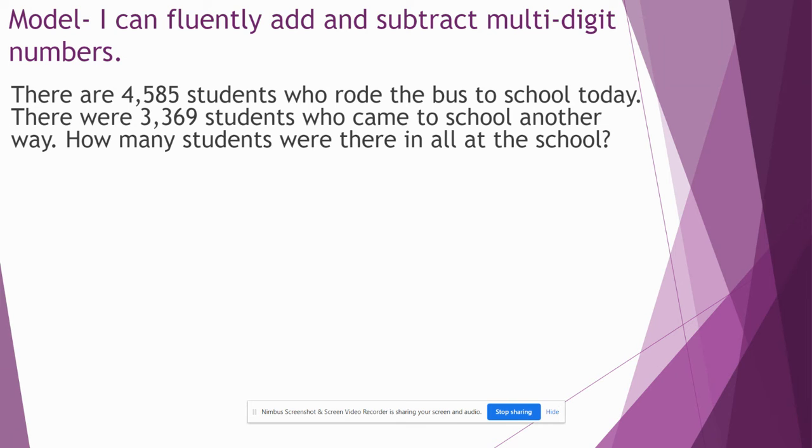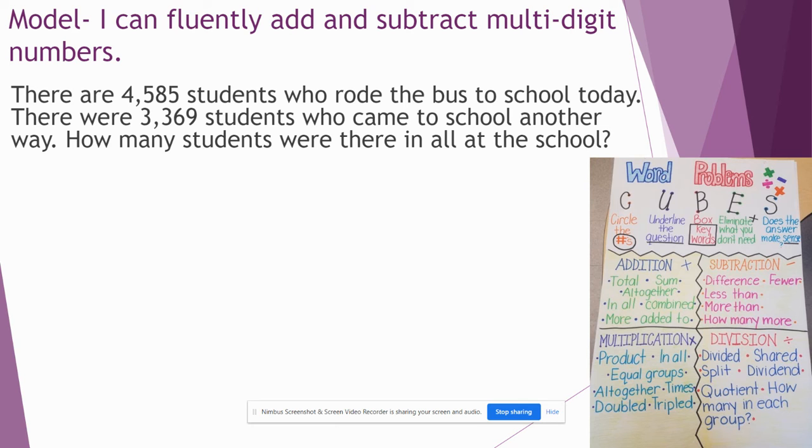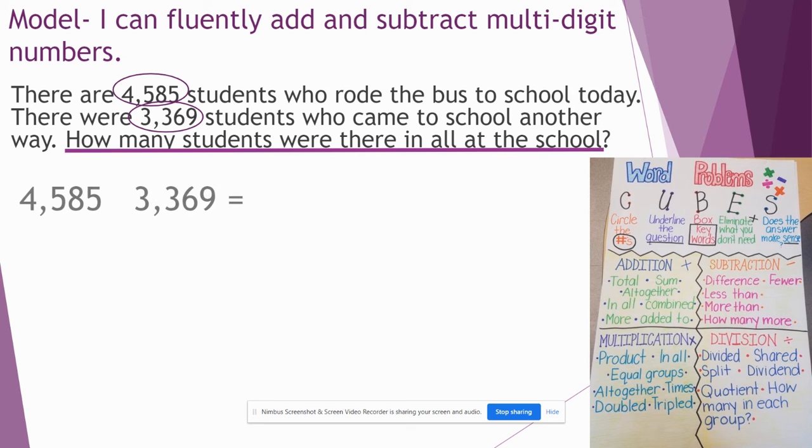Looking at this word problem, I need to figure out first of all what am I doing? Am I adding, subtracting, multiplying, dividing? So I need to look at CUBES. Circle the numbers. The two numbers that I see are 4,585 and 3,369. Now I'm going to underline the question. How many students were there in all at the school? That's what I'm trying to find out. I need to figure out how many students there were altogether.